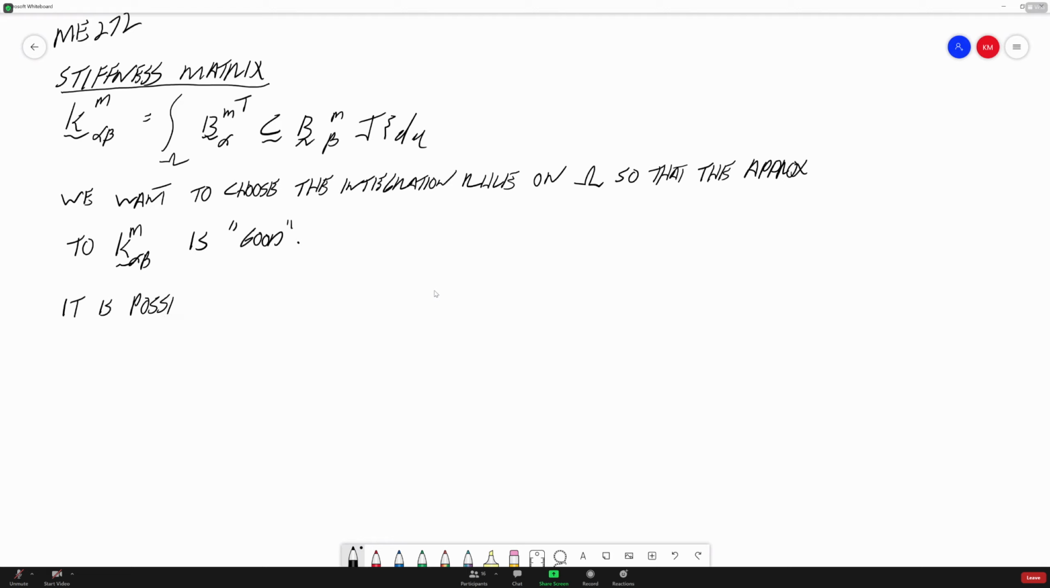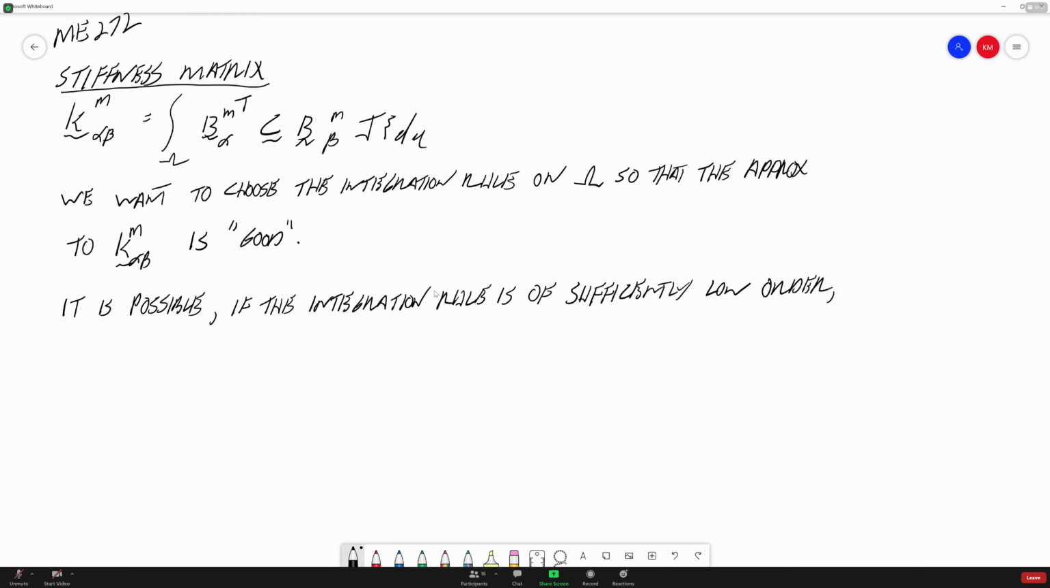It is possible, if the integration rule is of sufficiently low order, that K^M is rank deficient, at least by more than it should be.